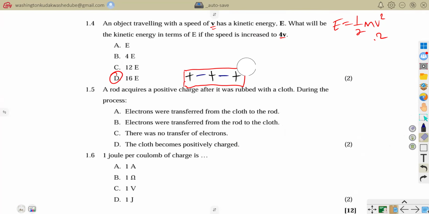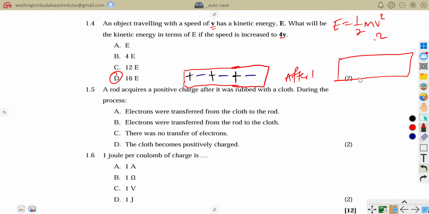So at some point in time, I was also supposed to. So here I've got a positive, so I'll need to have a negative there. So this is our rod, which is what? Neutrally charged. You can see it has got 3 negatives, 3 positives. And then after charging, the rod is now said to be having what? It is now said to be positively charged. So it is only remaining with what?